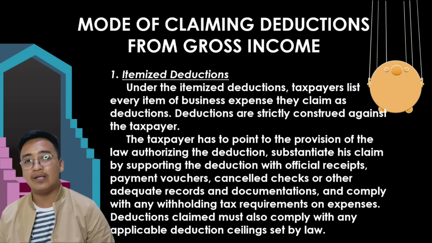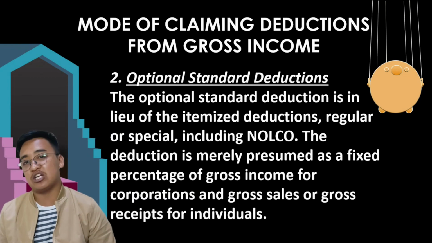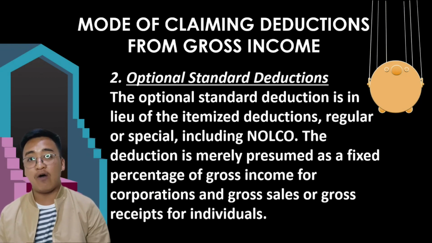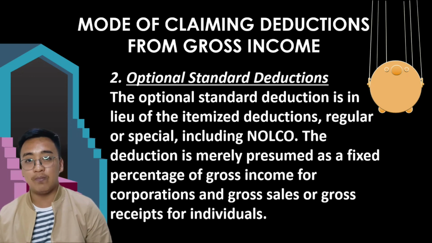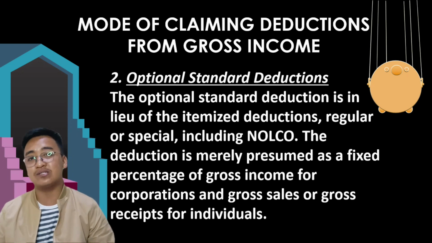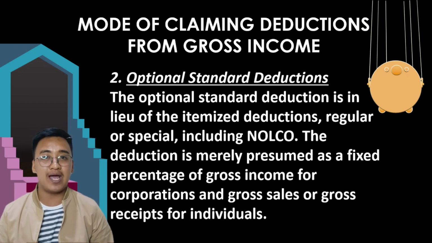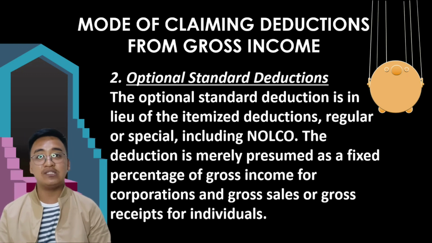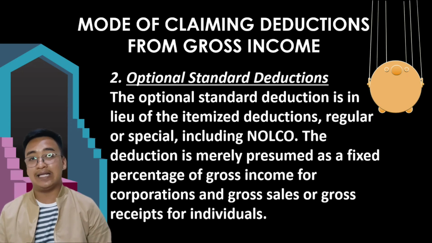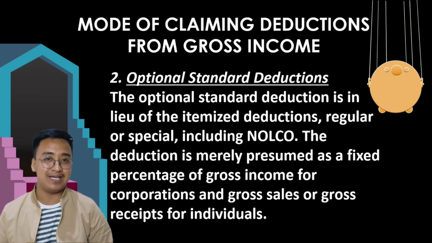And the second one is the optional standard deduction. It is in lieu of the itemized deductions, regular or special, including NOLCO. The deduction is merely presumed as a fixed percentage of gross income for corporations and gross sales or gross receipts for individuals. The rules of OSD will be discussed in detail in Chapter 13C.